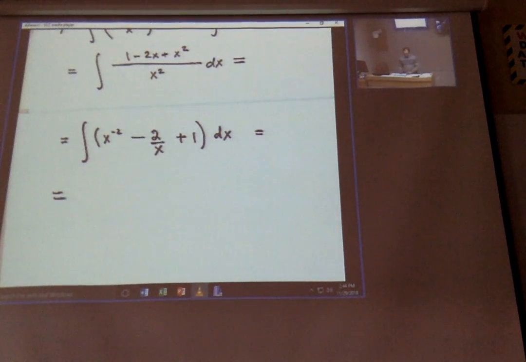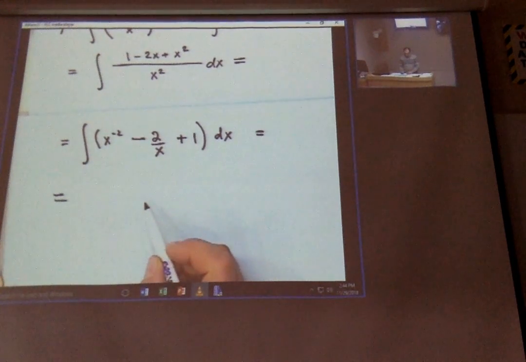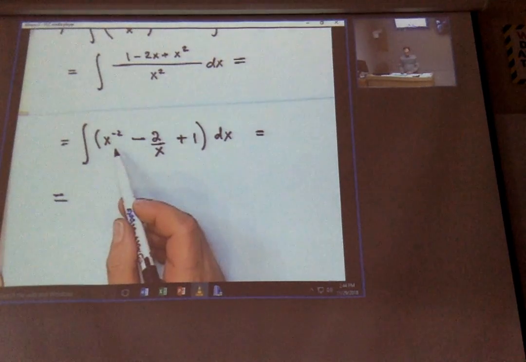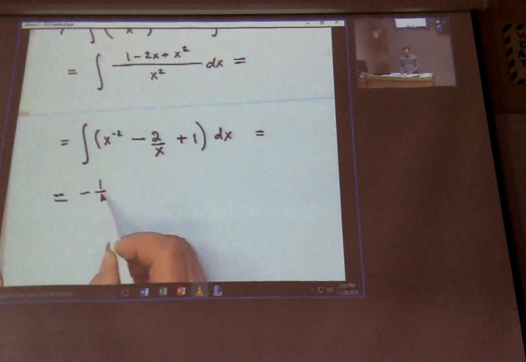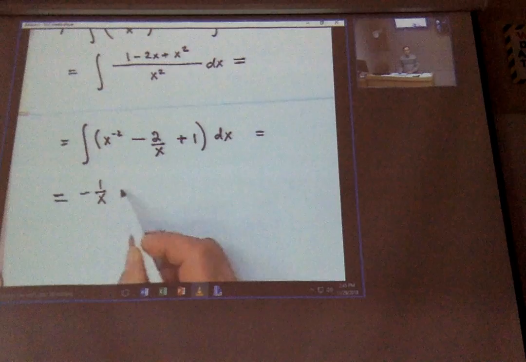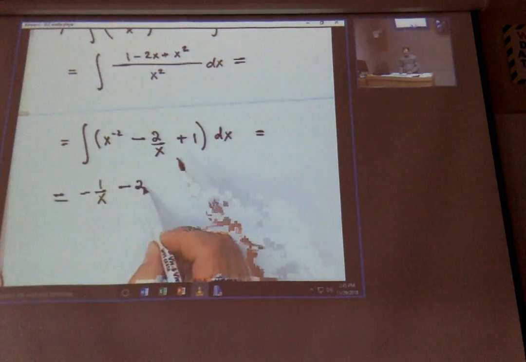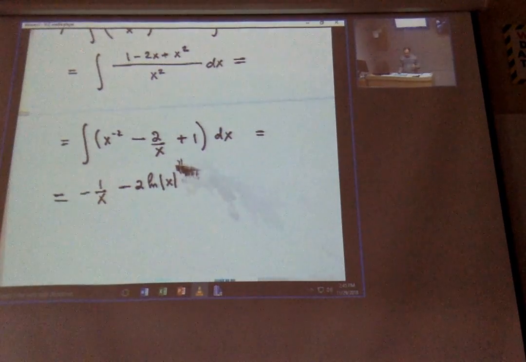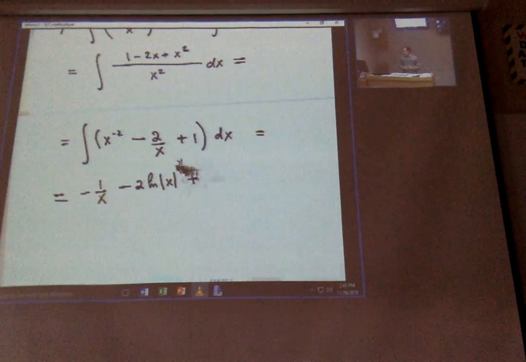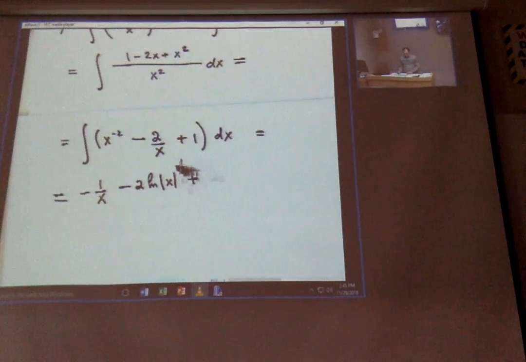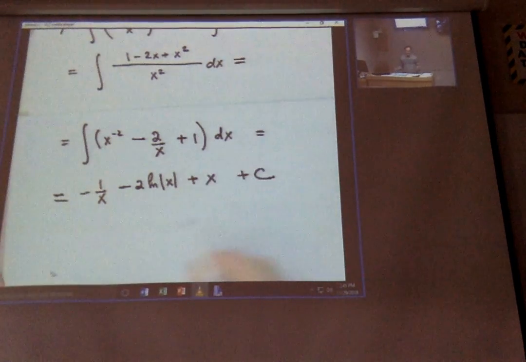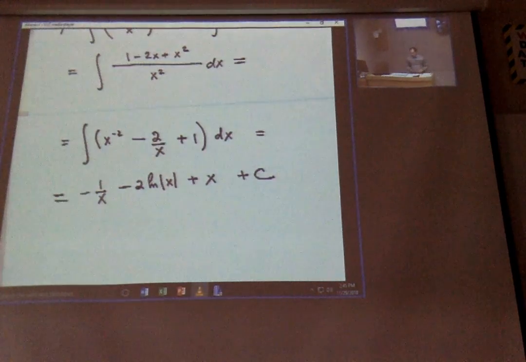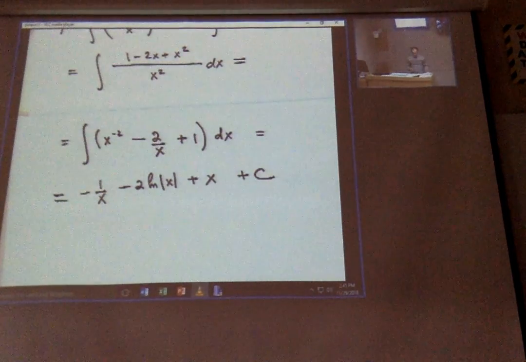Everything okay? So let's find the antiderivative. What is the antiderivative of x to the negative 2? Negative 1 over x, good. Here we have the antiderivative of 2 over x. It'll be negative 2 natural log of x. Okay, good. And the last one? Plus x, and plus c. And again, don't worry about the LCD here. This is a good answer. We don't care about that big, huge function, just this piece.